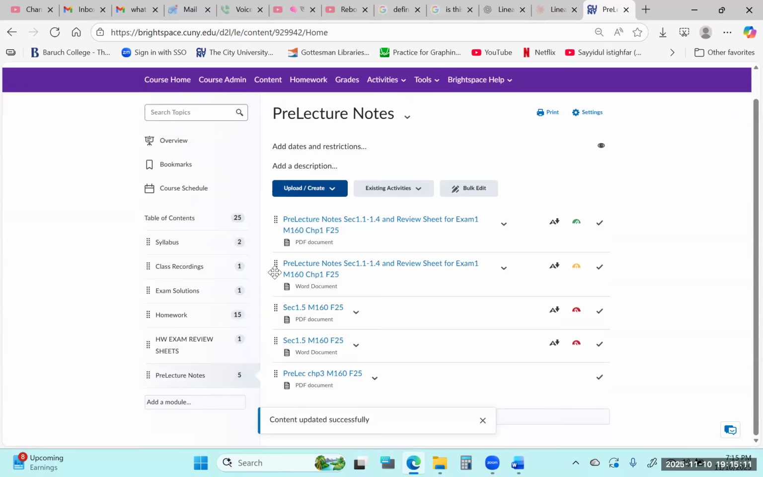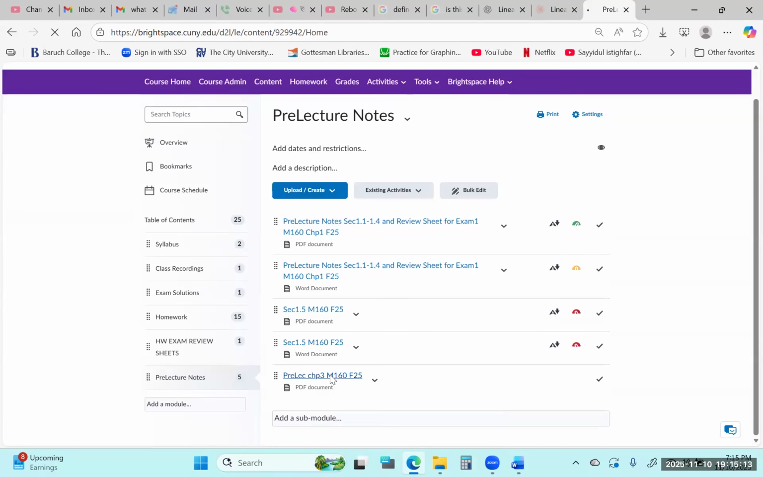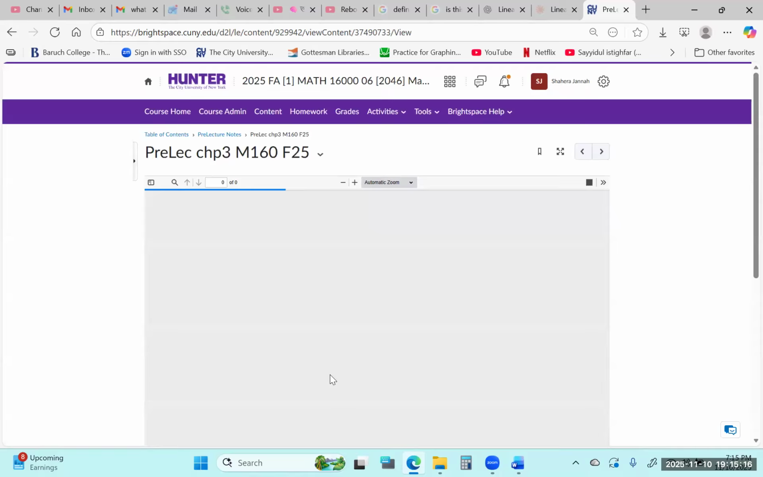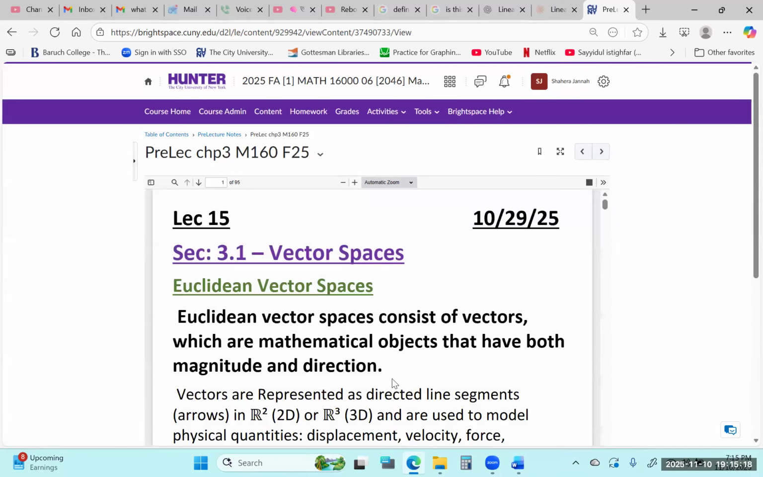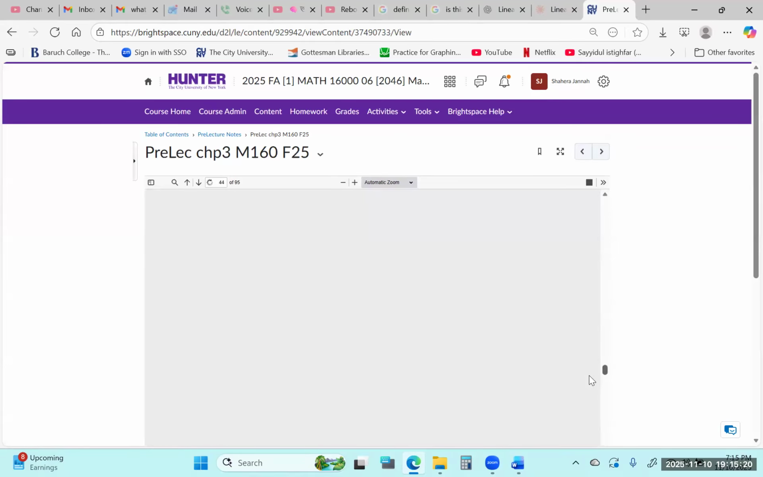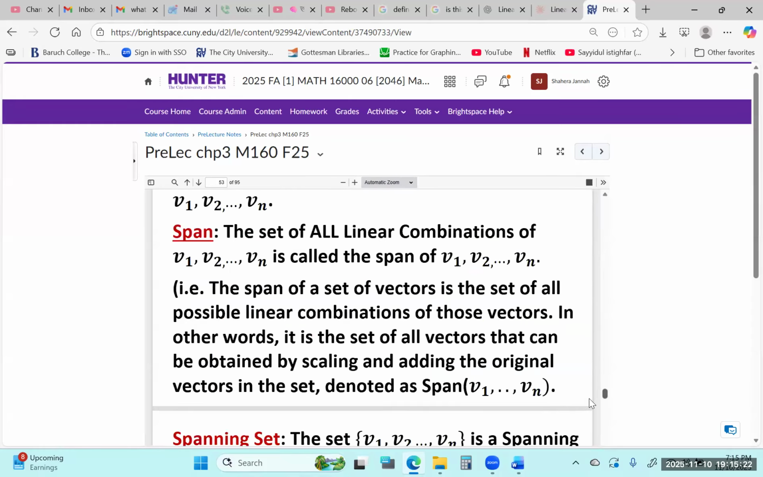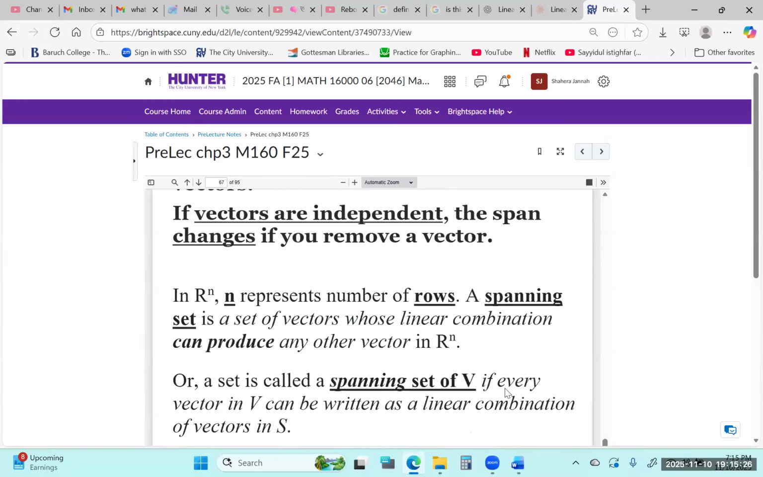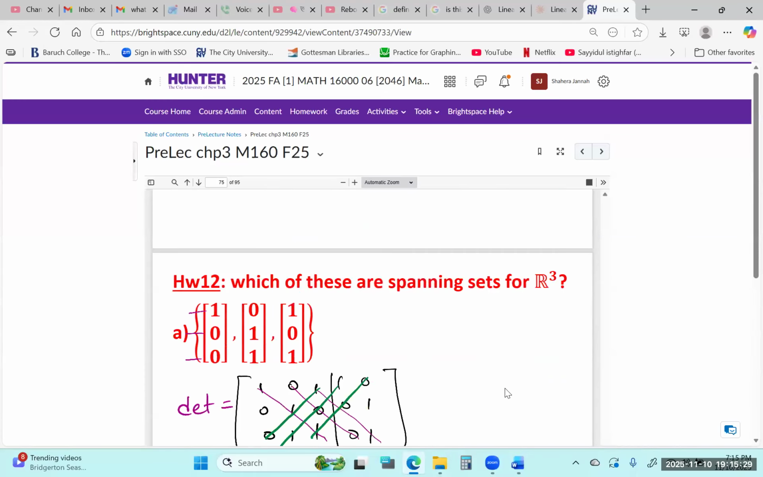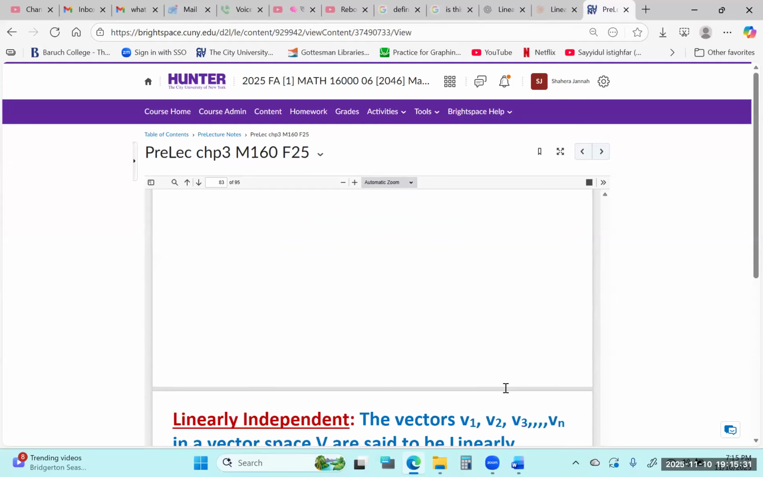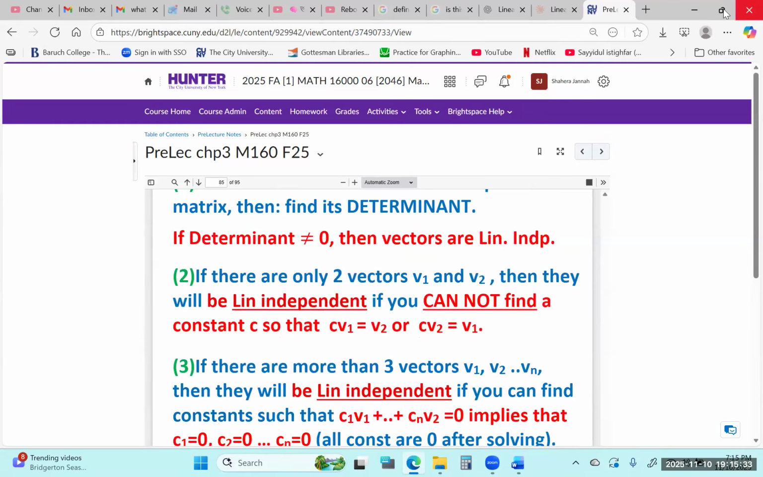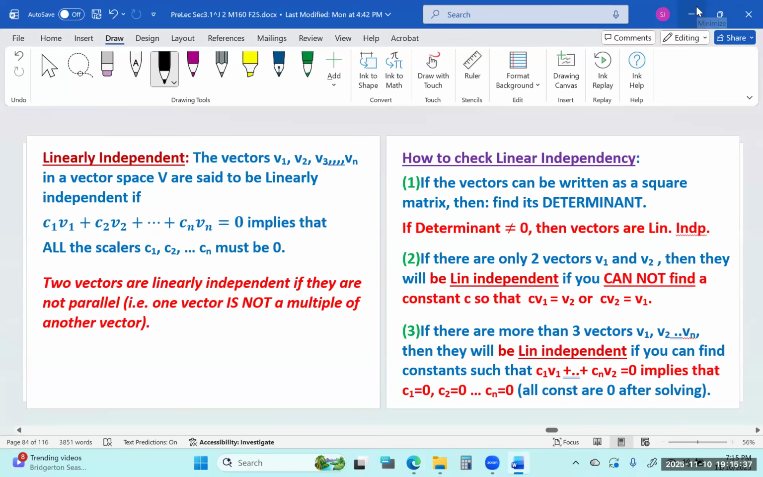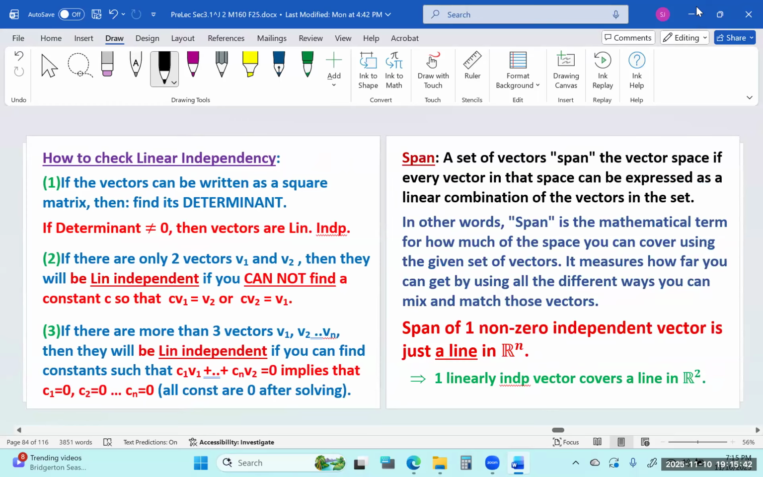Okay. Chapter 3, this one. It's toward the end, the information I have now. Okay. So you don't have to take notes on everything here. They're available on Brightspace.